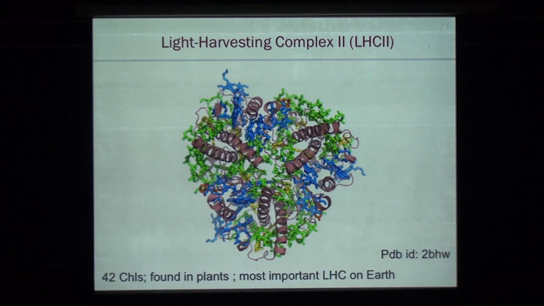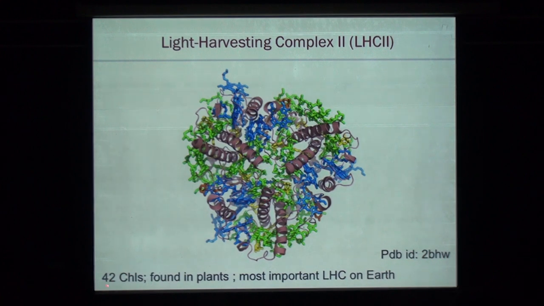Now this is another photosynthetic complex, but this one looks very, very different from this very beautiful ring-like LH2. Okay. So photosynthetic organisms utilize various types of light-harvesting complexes to achieve the same single goal of very efficient energy transfer. This is called light-harvesting complex 2. It's the major light-harvesting complex on Earth, and basically the major light-harvesting complex in green plants. If you look at a leaf, it's green, it's due to this complex. It's probably the most important light-harvesting complex on Earth because half of the chlorophylls are actually bound in this complex.